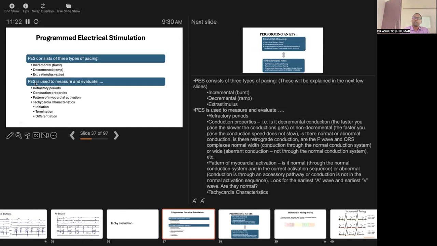What is the difference, we'll discuss. PES, programmed electrical stimulation, is used to measure, and why are we using it? One is how good the myocardium is: the conduction property of the myocardium, and the refractory period, meaning how much time it takes to relax, during which if you stimulate, it will not respond. Second, the conduction property of the conduction system, so how the SA, AV, all those things are conducting. Then the pattern of myocardial activation, so concentric, eccentric, the words you use. And tachycardia characteristics.